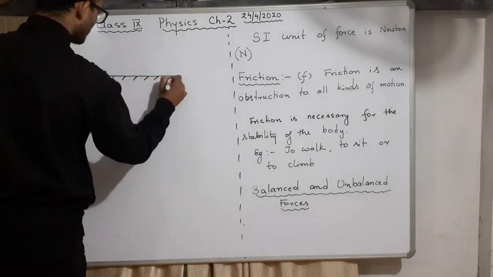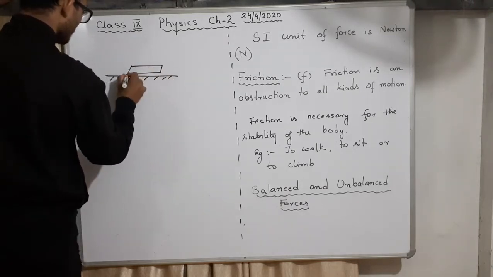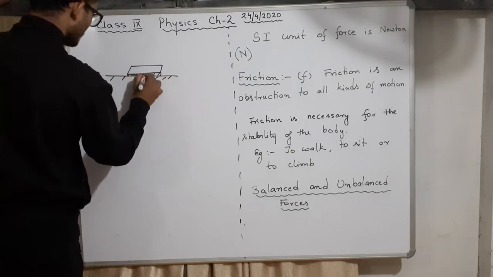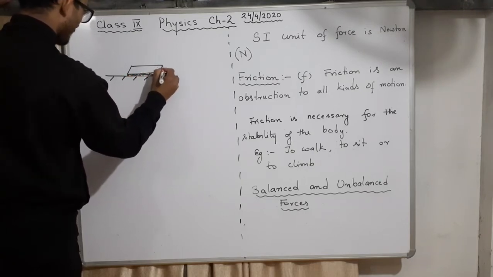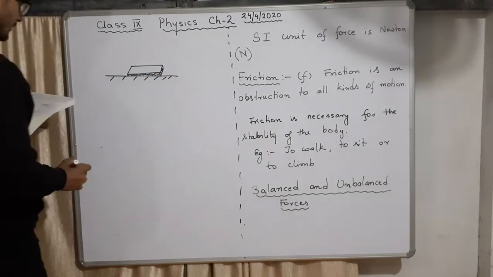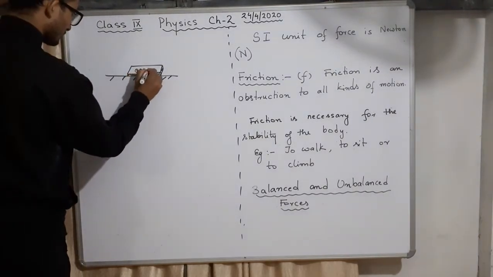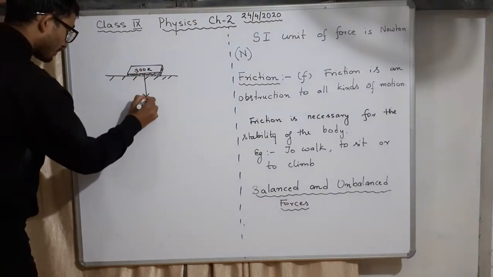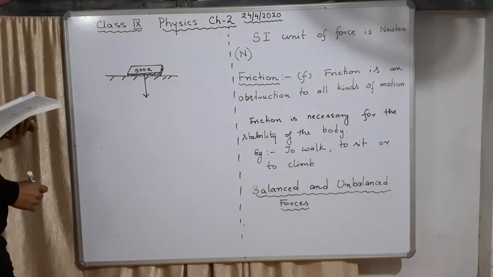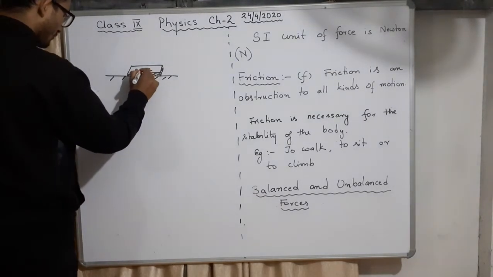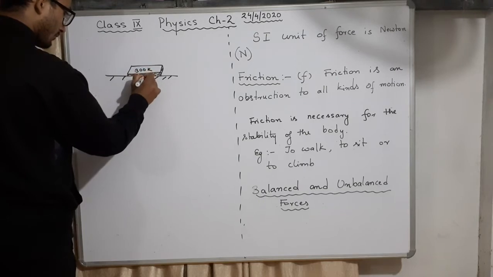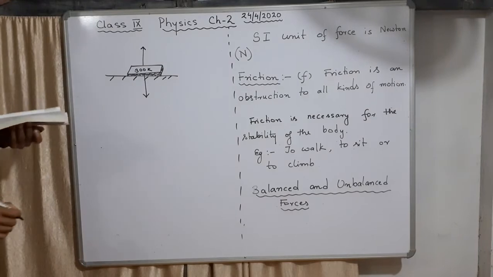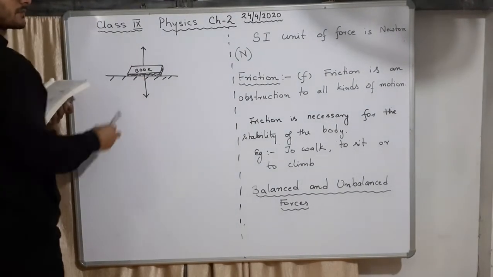Suppose there is a table. A book is kept here. Okay, a book is kept on a table. You know the gravity will attract downward towards the ground, and the table pushes the book. This table also pushes the book upward like this. This is a classic example of balanced force. Here, this force is balanced by this, exactly opposite.